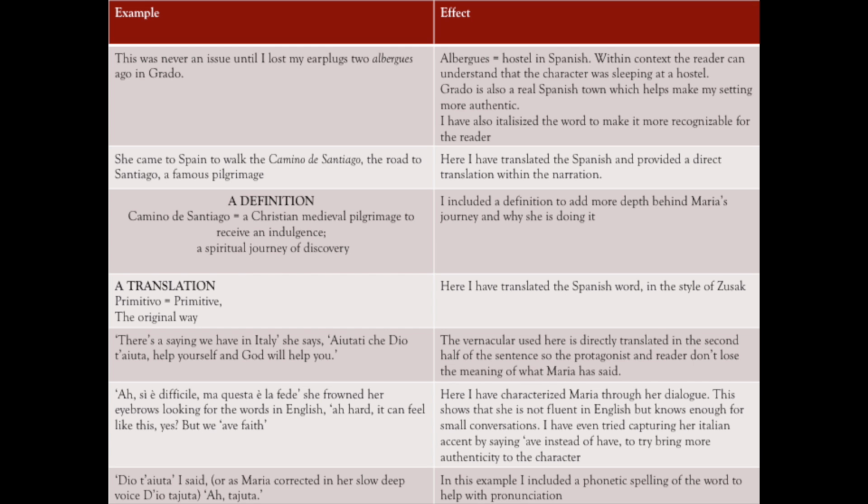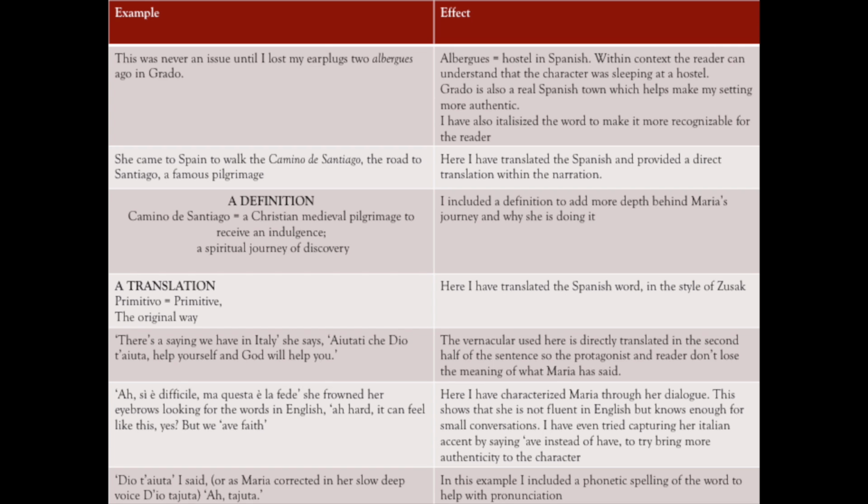In this first example, I have used the Spanish word for hostel, which is albergue. I didn't offer a direct translation for this word because within context, the reader can assume that the character is sleeping in communal accommodation. I italicized the foreign words as well, like Tenero suggests, so that the reader recognizes that albergue is in a different vernacular than the rest of the prose.